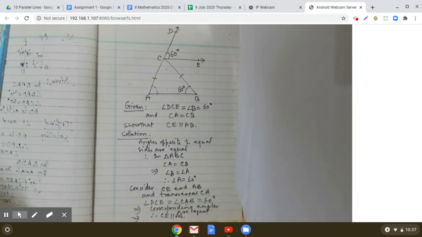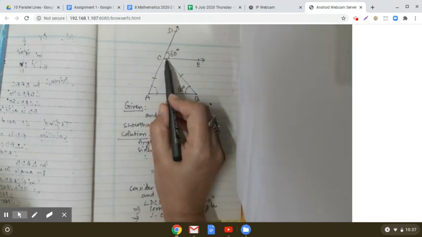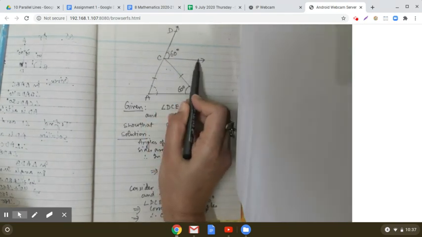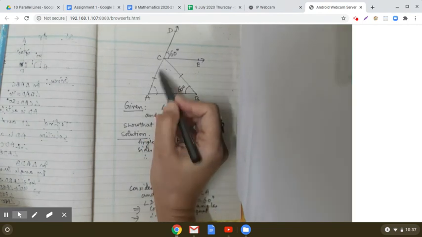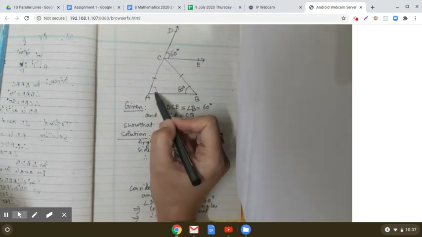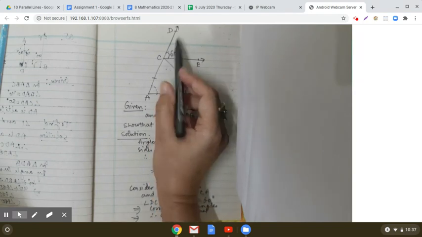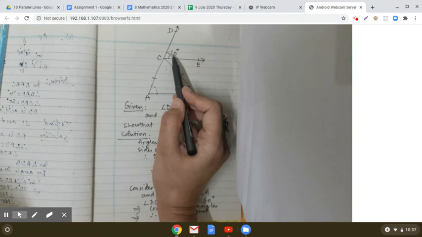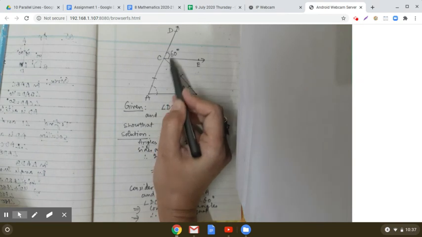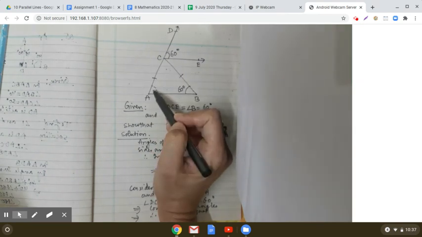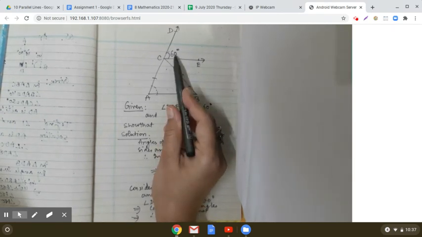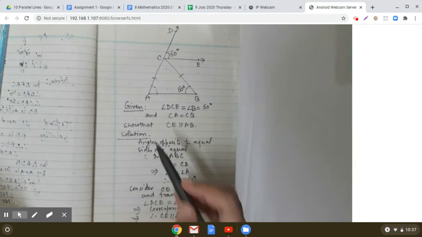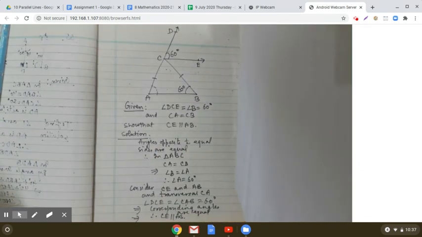So observe carefully here, if we consider pair of lines CE and AB, and the transversal AC, we see that angle A is equal to angle DCE, which is 60 degrees. So both the angles are of 60 degrees. So we say that pair of corresponding angles are equal. So when corresponding angles are equal, that means the lines are parallel.